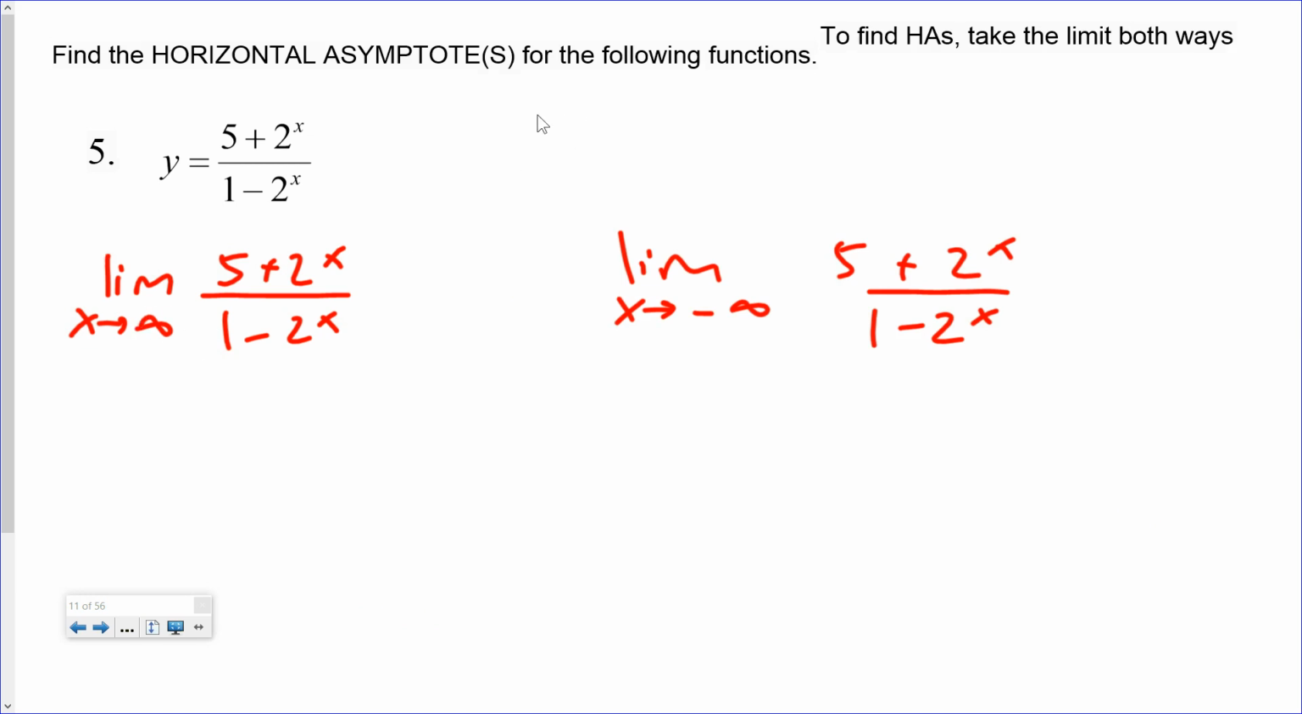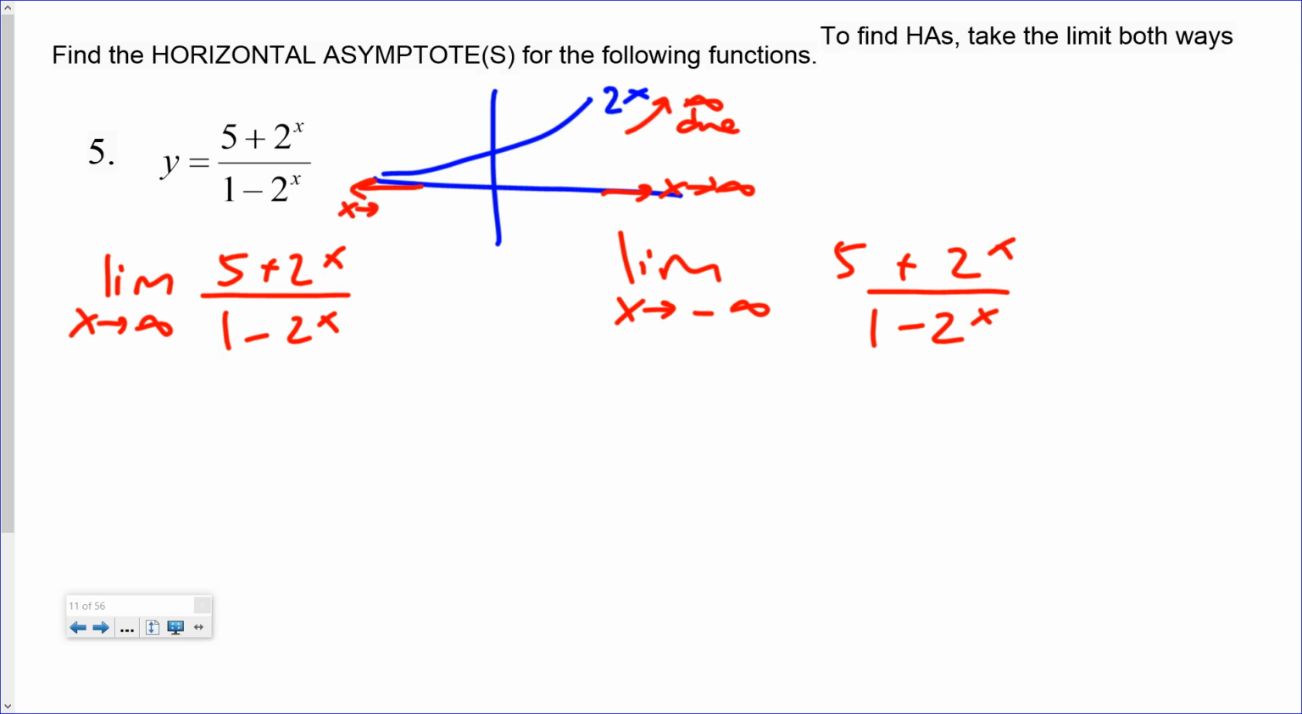When I plug in infinity here, 2 raised to the x is almost like e raised to the x, if you think about it. e to the x is 2.7 raised to the x. The figure looks the same, even though it's not exactly the same. As x gets bigger and bigger and bigger, this is going to go to infinity. As x gets smaller and smaller and smaller, this is going to go to 0. So everybody good with that?